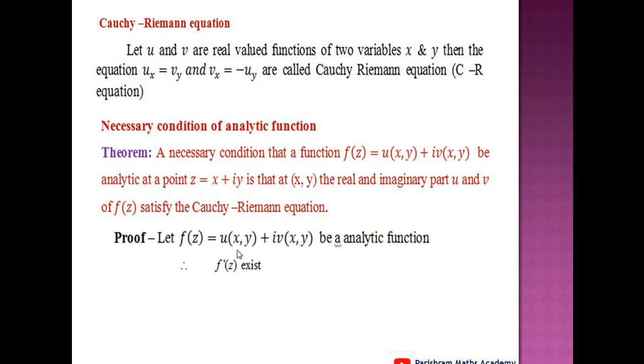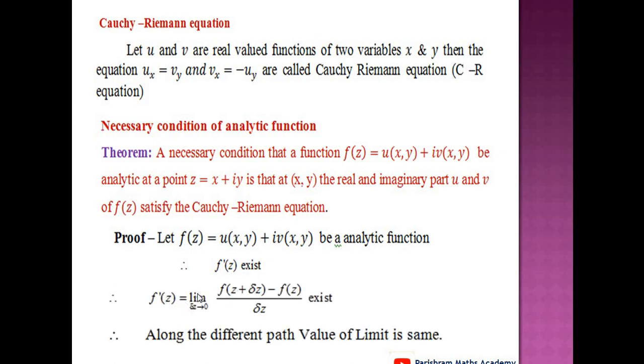Proof. Let f of z equal to u(x, y) plus i into v(x, y) be an analytic function. This given function f of z is analytic. Function is analytic, it means function f of z is differentiable, and function f of z is differentiable, it means f dash of z exists. F dash of z exists, and therefore f dash of z equals the limit as delta z tends to 0 of f of z plus delta z minus f of z upon delta z exists. It means the value of the limit exists, and if the value of the limit exists, it means along different paths the value of the limit is the same.